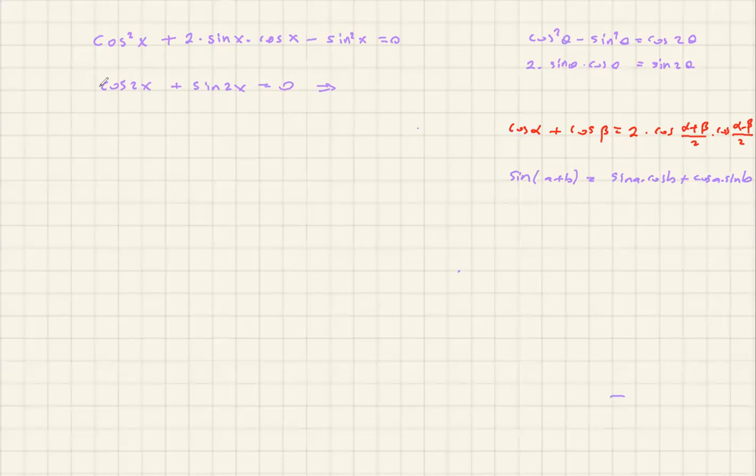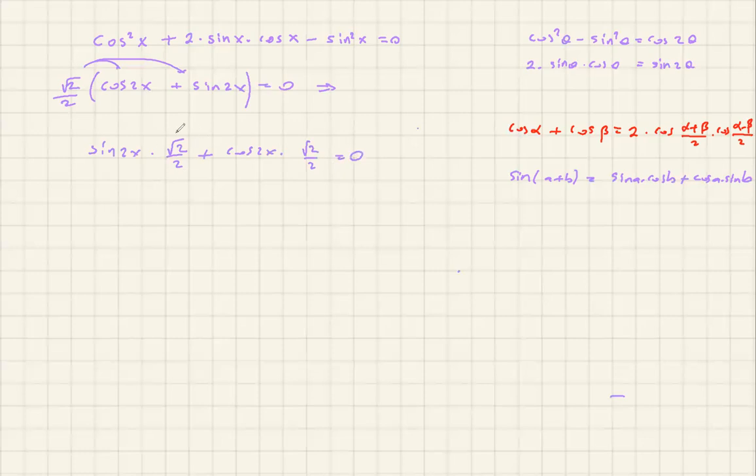So if I multiply this equation by square root of 2 over 2, why is this the number I choose? Because this is the number that is equal to sine 45 or cosine 45. And if I multiply both sides by this, the 0 doesn't change. But I'm going to rewrite this a bit differently. Let's see how this is going to look. I'm going to say sine 2x times root 2 over 2, plus cosine 2x times root 2 over 2 is equal to 0.